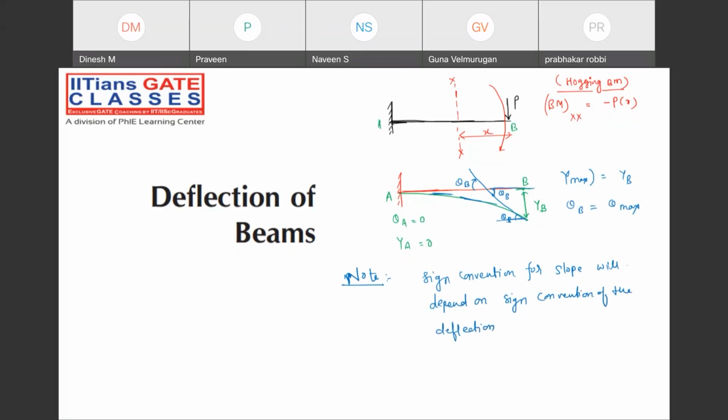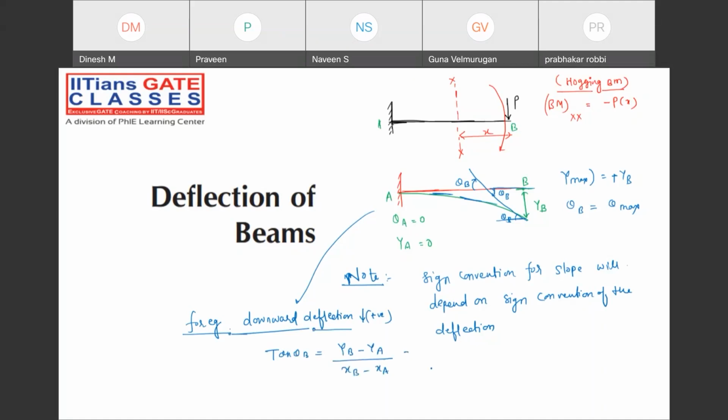Why am I saying this? Suppose you are assuming downward deflection to be positive. In that case, what will be tan theta B? It will be YB minus YA divided by XB minus XA. Yes or no, guys? Check it out.